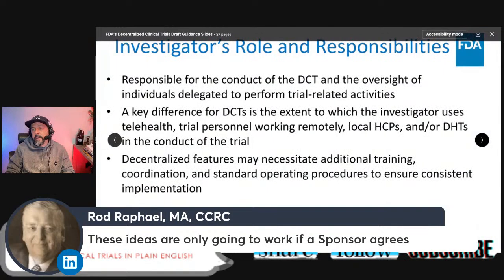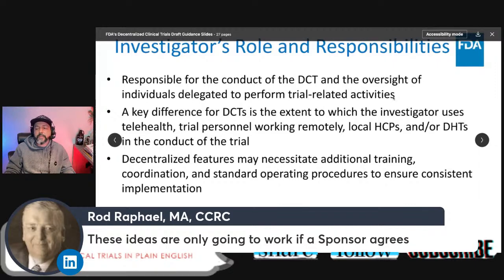Slide 13. Wow, we've got to get through these. Investigator role and responsibilities. I don't even need to read the rest. They're going to say the investigator is responsible for the full conduct of the trial at the site. So responsible for the conduct of the DCT and the oversight of individuals delegated to perform trial-related activities.